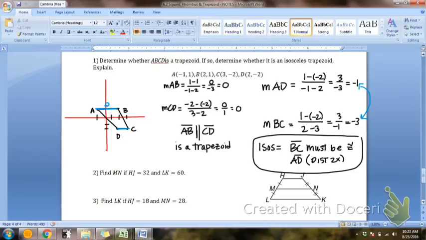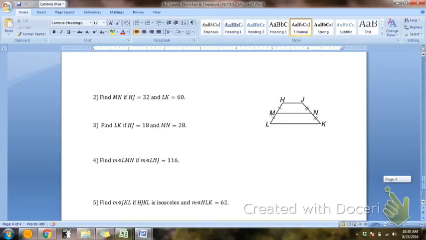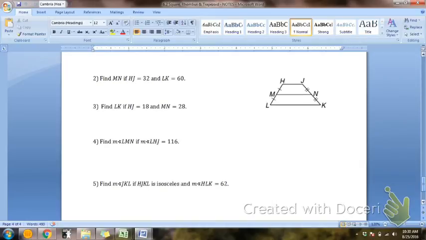All right, so number 2. All right, now we're dealing with an isosceles trapezoid. We don't know that it's isosceles, but we do know that MN is the median. Okay, and remember we said that the median is the midpoint of the two sides. Okay, so let's find MN if HJ is 32 and LK is 60. So remember our formula from the other side. Base 1 plus base 2 divided by 2 gives you the median. So they're asking me to find the median in this one.